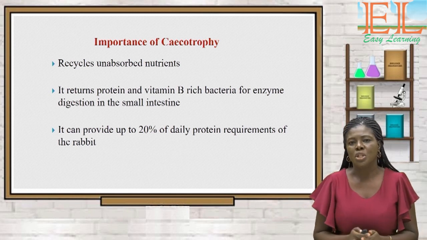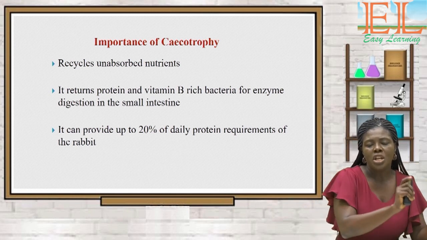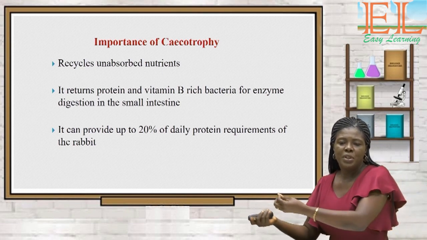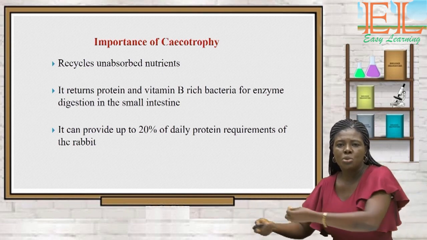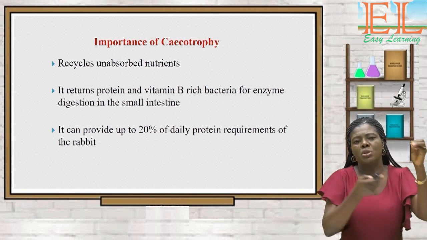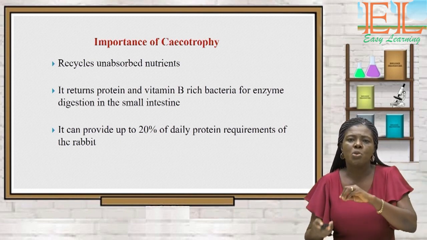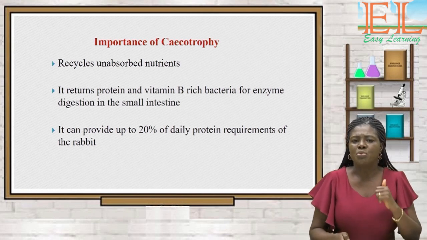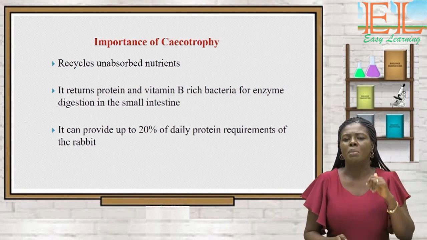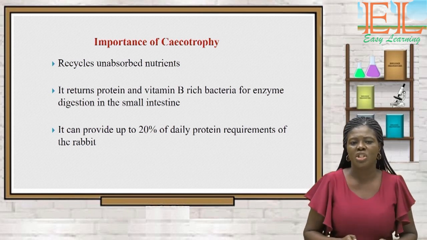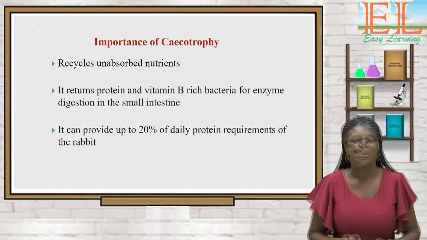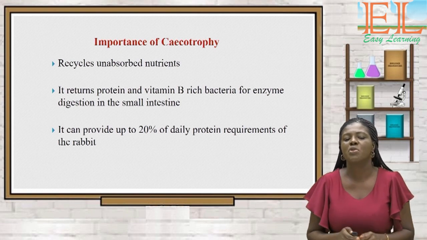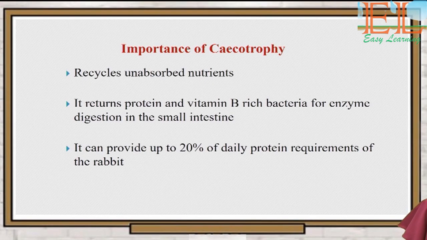Recycles unabsorbed nutrients. So the nutrients that the animal did not get, the undigested feed that came out, it has to go back. As it goes back into the system, the animal is able to get the nutrients back. It also retains protein and vitamin B rich bacteria for enzyme digestion in the small intestine. Cecotrophy provides up to 20% of daily protein requirements of the rabbit.